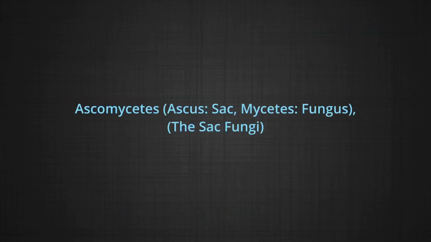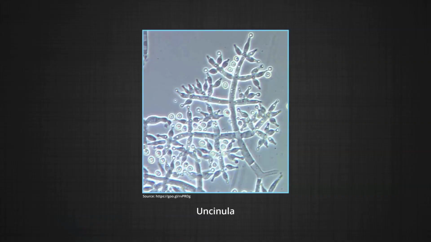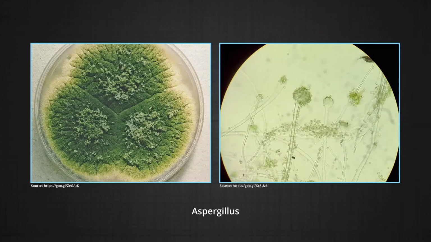Ascomycetes. Ascus means sac and mycetes means fungus, so they mean sac fungi. The fungal forms included under Ascomycetes are commonly called sac fungi. These fungi are unicellular, haploid, parasitic or saprophytic in nature, like penicillium and aspergillus. Some parasitic forms of Ascomycetes cause diseases in plants, that is, they are pathogenic in nature. For example, powdery mildew, the black mold known as aspergillus, and blue mold known as penicillium.